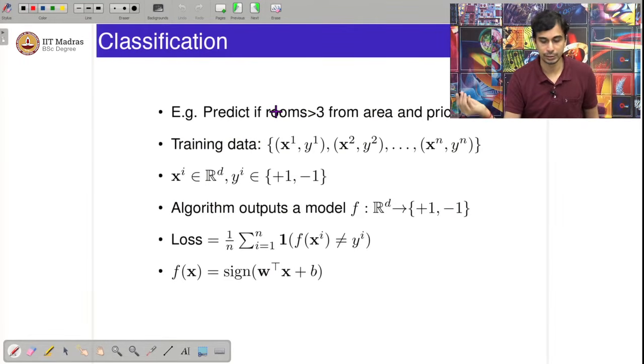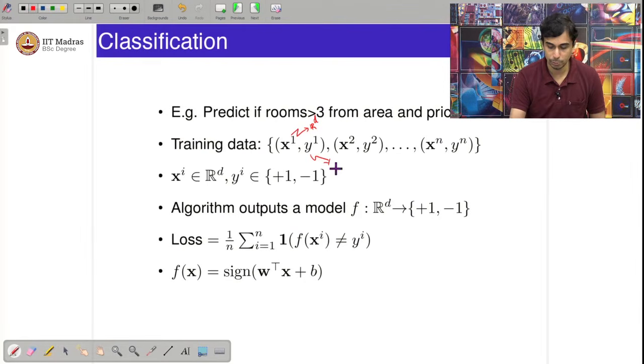The training data for such a thing would once again look similar to the regression case. You would have xi yi tuples where xi's belong to Rd, but the difference is that yi's are no longer real valued, but just belong to either +1 or -1. That is the main difference in the training data from the regression case, where the instances xi's are still d-dimensional vectors, but the labels are just either +1 or -1. And the algorithm outputs a model f, which in this case is a function from Rd to +1 or -1.